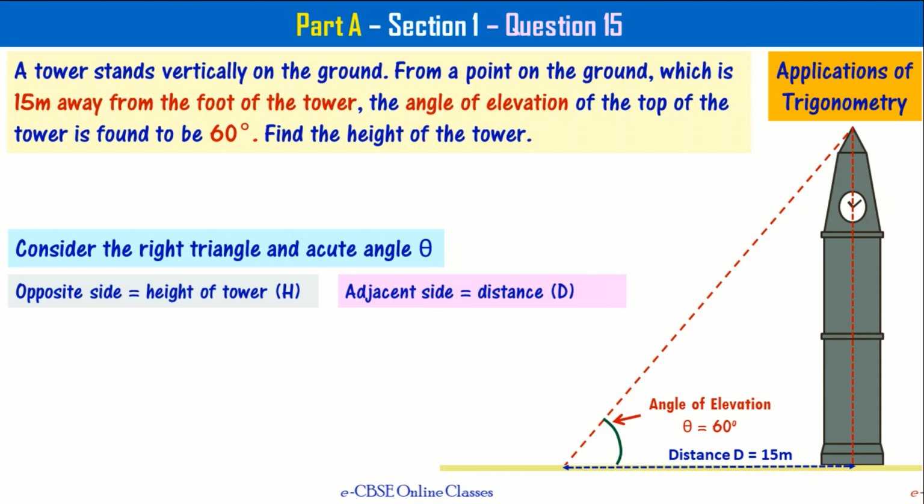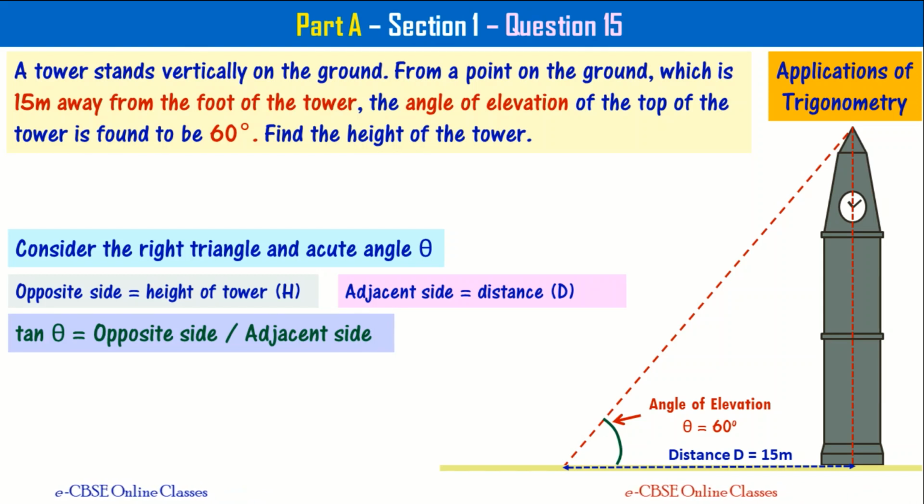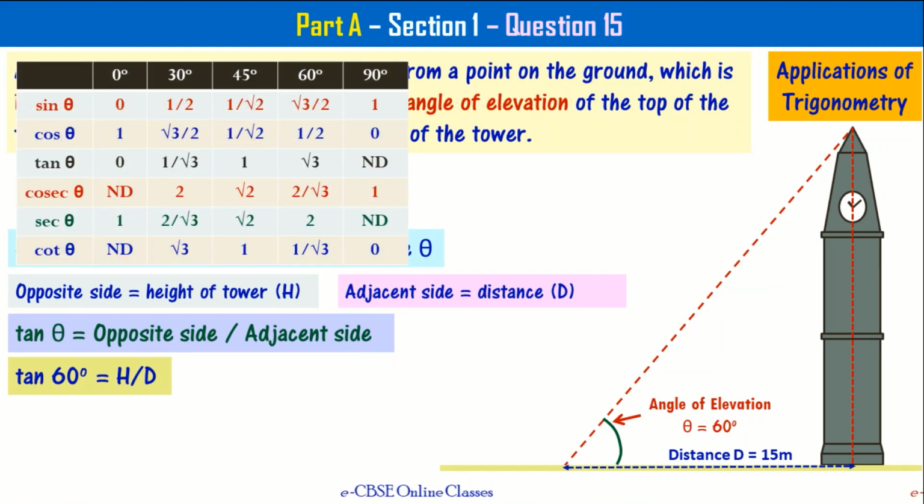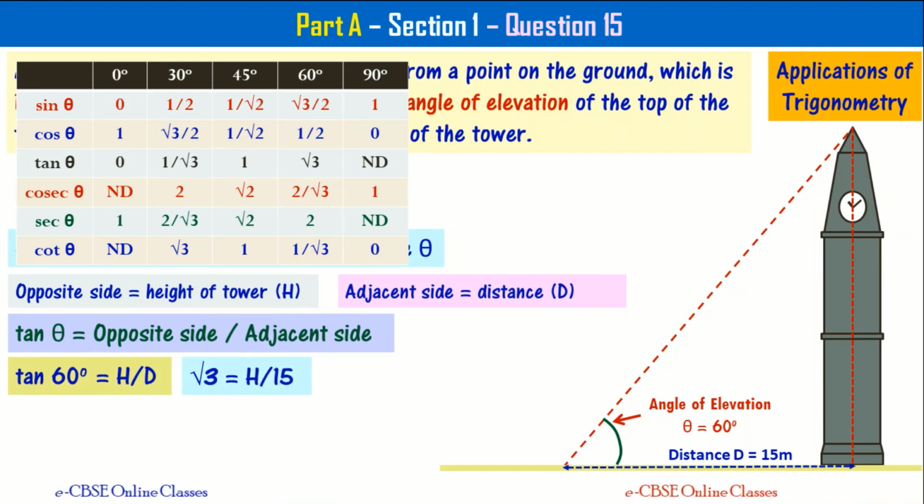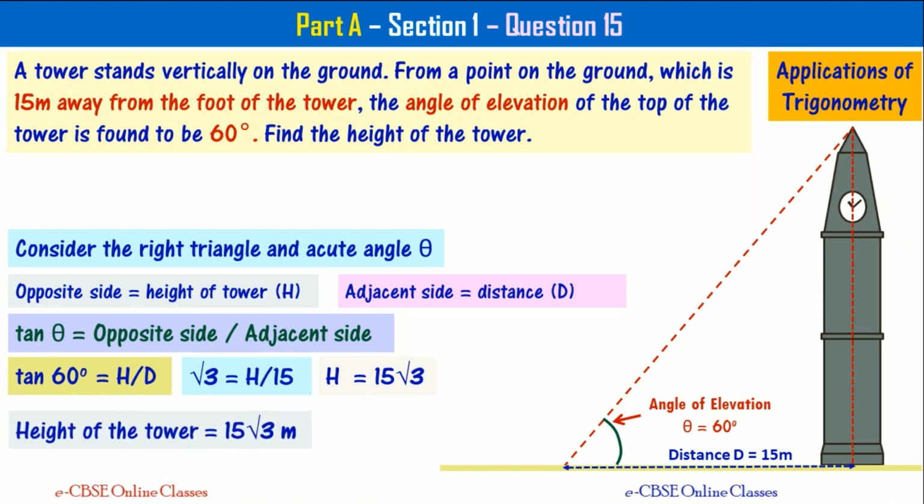the foot of the tower. So now we know that the trigonometric ratio that relates these two quantities is tan theta. Tan theta is defined as opposite side by adjacent side. So when you substitute the values of theta equal to 60 degrees, you can say that tan 60 degrees equals h by d, and we know d equals 15. And tan 60 degrees is defined as root 3. Let's substitute that. So root 3 is equal to h by 15, and rearrange it to get h equal to 15 times root 3. So to answer the question, the height of the tower is 15 root 3 meters.